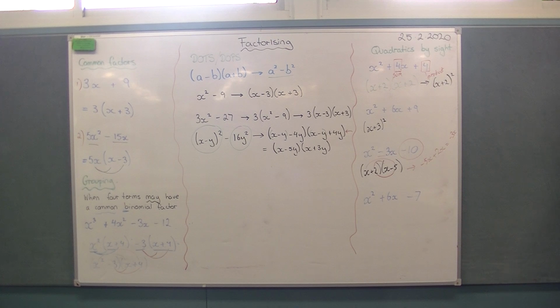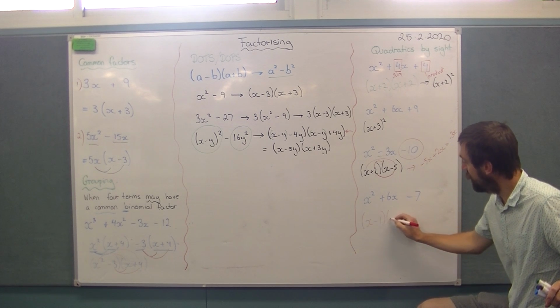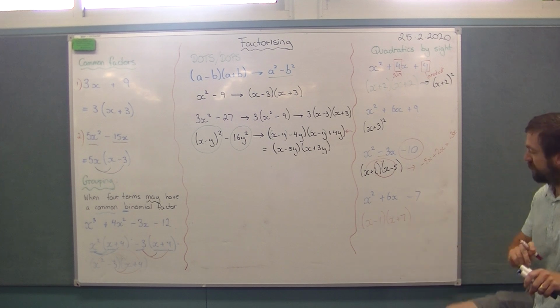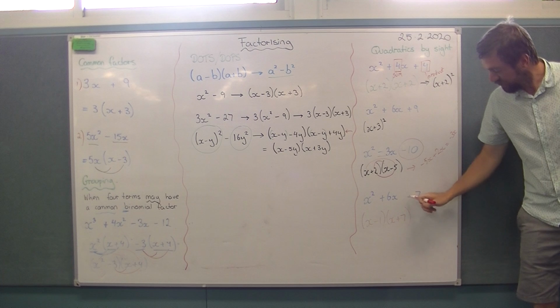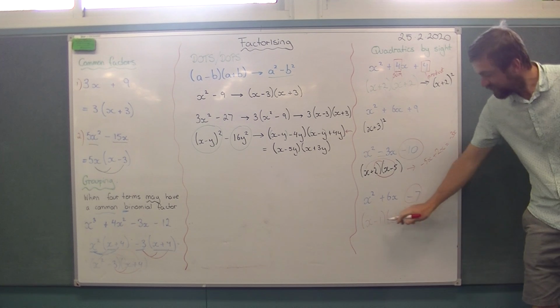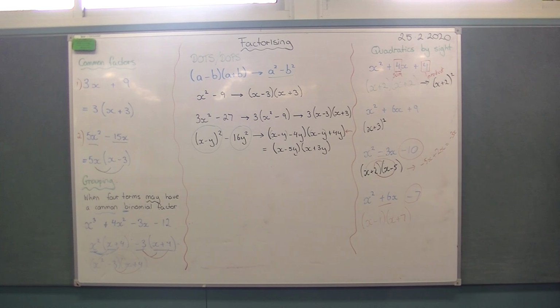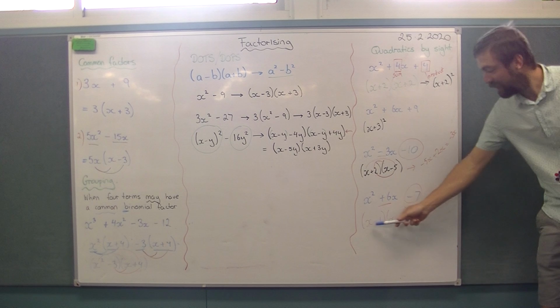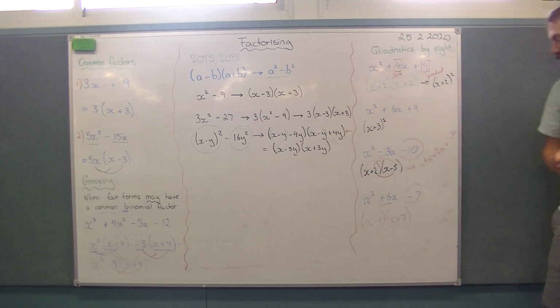Two numbers that multiply to make minus 7 and add to make 6. Negative 1 and 7. Negative 1 and positive 7. 7 times negative 1 is negative 7. And then 7 take away 1 is positive 6. So I would encourage you to take that last step and just double check them. When you write it down like this, just do it in your head: 7 times minus 1, 7 plus minus 1 is positive 6.